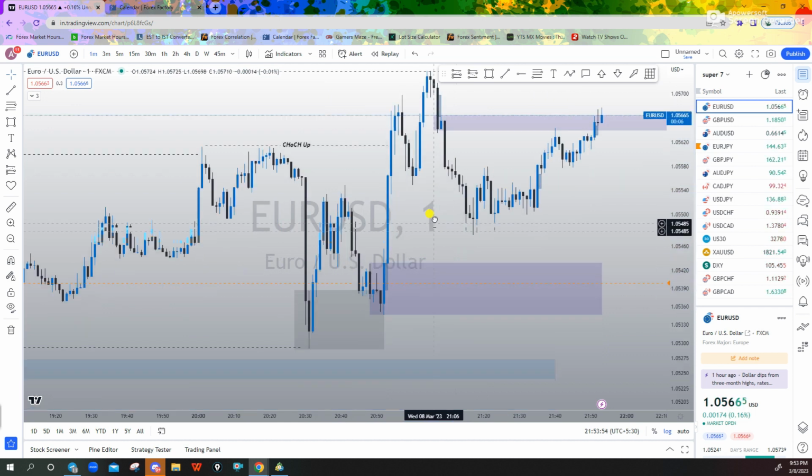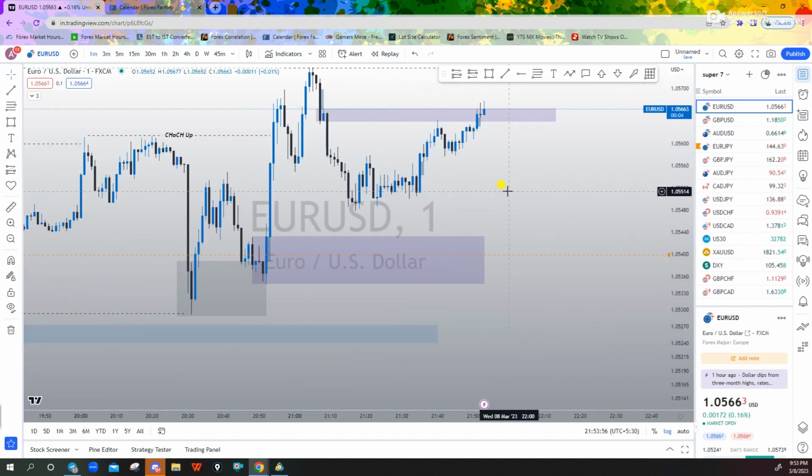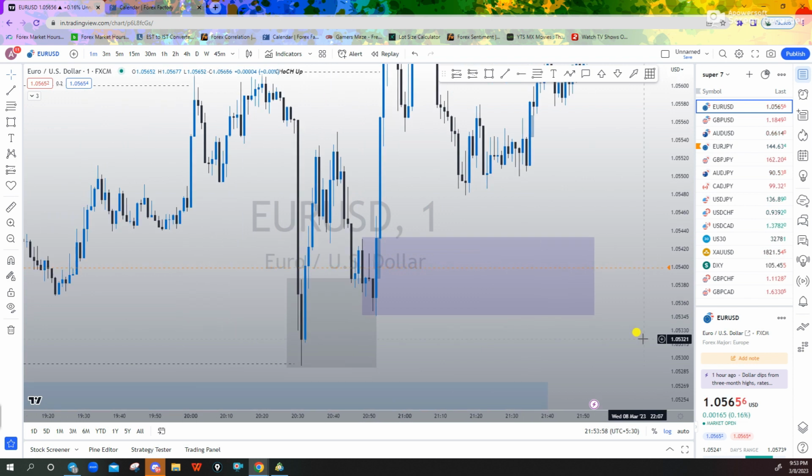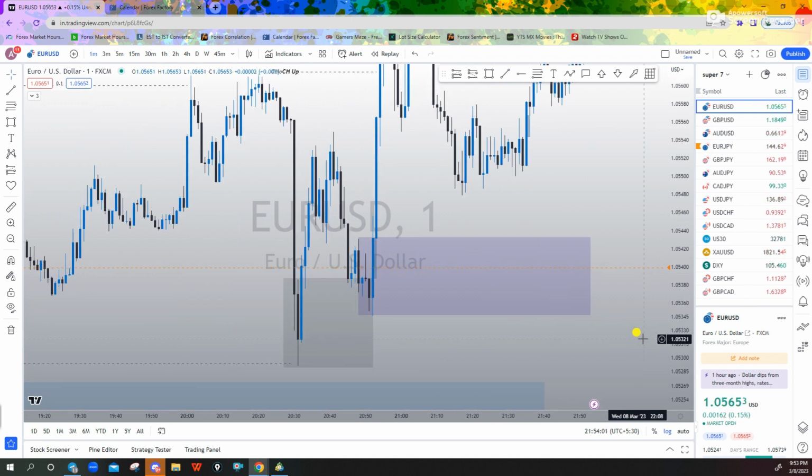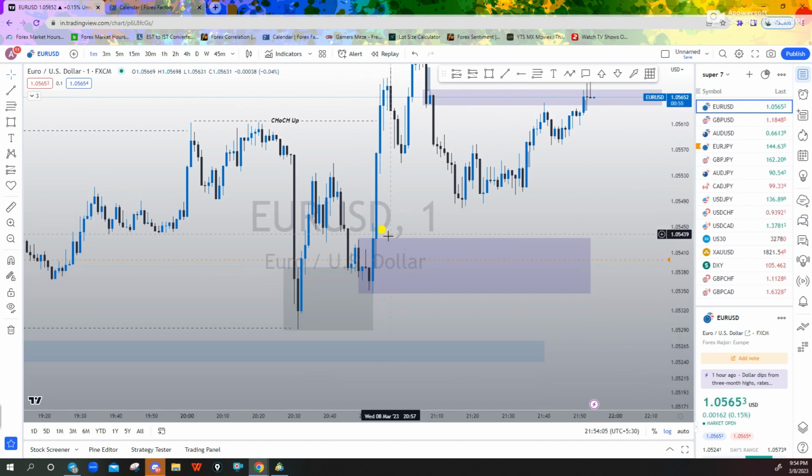But I don't usually take trades which are 10 pips and all. I look for smaller pips like 3 pips to 4 pips. Maximum it is 5 pips, nothing more than 5 pips. So the market was very fast.